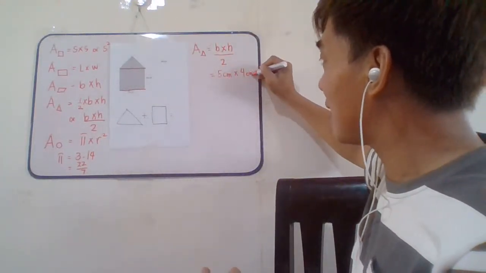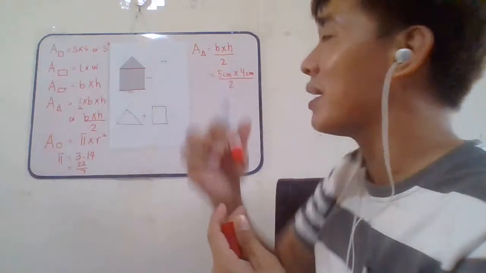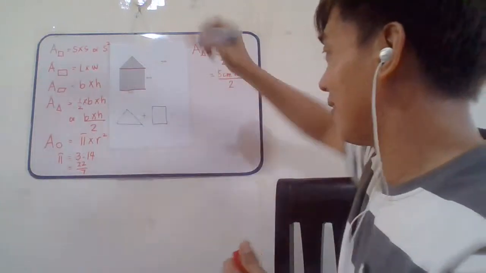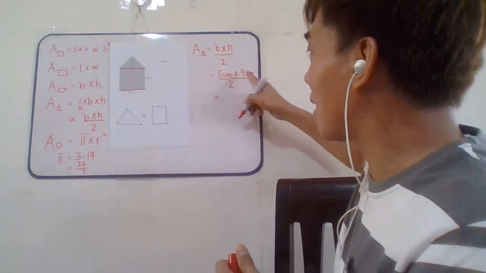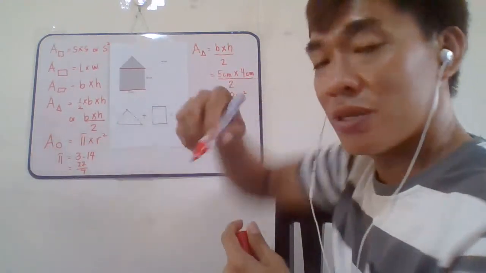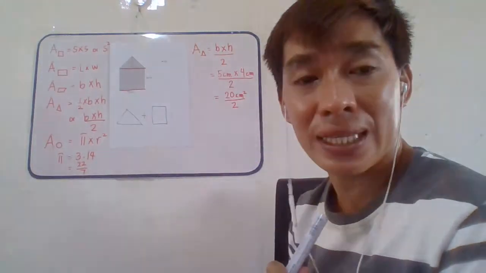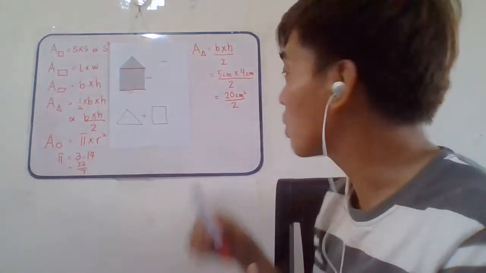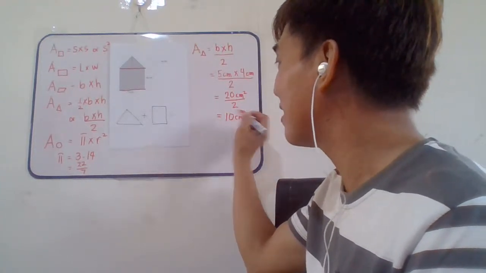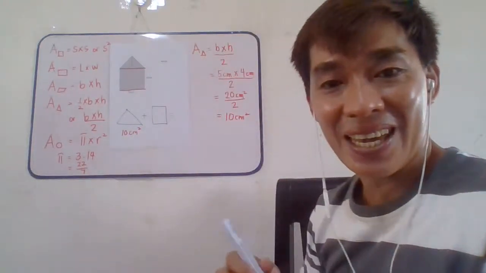So, 4 centimeters. Now, to get the area, you have to divide it by 2. Once again, because a triangle is half of the parallelogram or the rectangle. So 5 times 4, that is equal to 20 centimeters squared divided by 2. So do you know what is half of 20? Half of 20 is equal to 10 centimeters squared. So therefore, the area of that is 10 centimeters squared. Okay, that's how to do it.